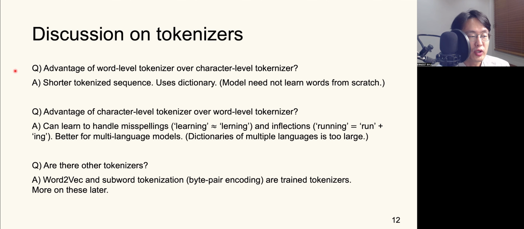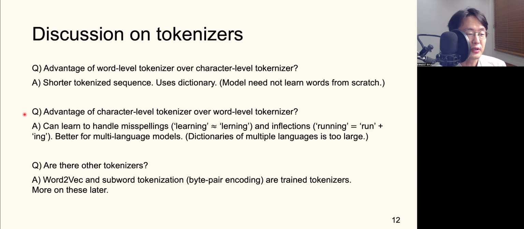So here's a quick discussion on these kinds of tokenizers. Question: what is the advantage of a word level tokenizer over a character level tokenizer? The advantage is that you get a shorter tokenized sequence. Another advantage is that it actually utilizes the dictionary, so the model does not need to learn all the words from scratch. By grouping characters together into words and using that information, a word level tokenizer can allow the model to learn things much more quickly compared to a character level tokenizer.